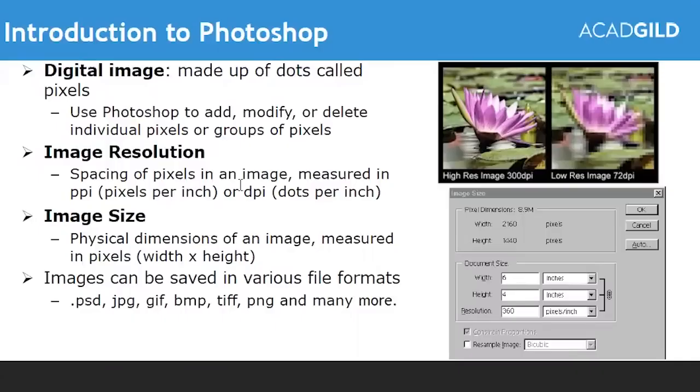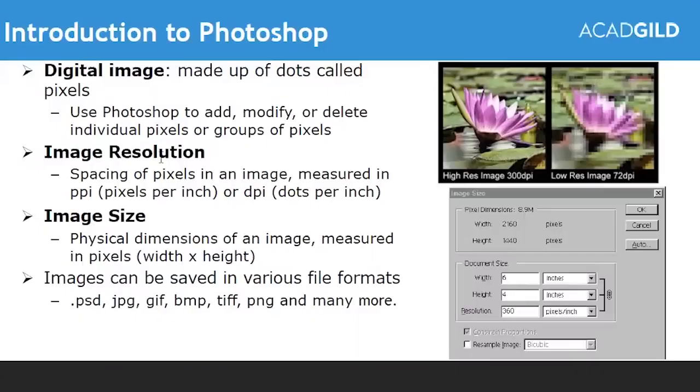called pixels. You can see this image. In this image, there are some pixels, some square dots. This is called pixels. So images are made up of many pixels. In Photoshop, you can add pixels, you can delete pixels, and you can modify pixels. I will tell you how you can delete pixels, remove pixels, and add pixels in Photoshop.